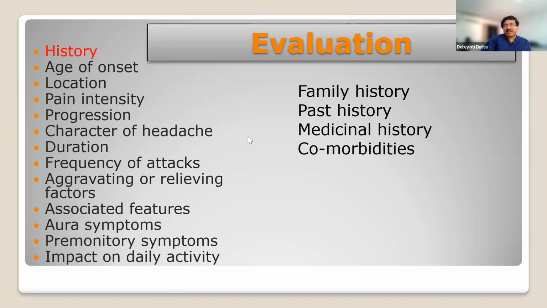Then impact on daily activity, that is also important. If the patient is suffering from the tension type of headache, then the impact on daily activity is least. That means with the headache, the patient can continue his daily activities. So in those cases, you should not consider it a migraine. Whereas in case of migraine, the daily activity is hampered. In cluster also, daily activity is severely hampered.